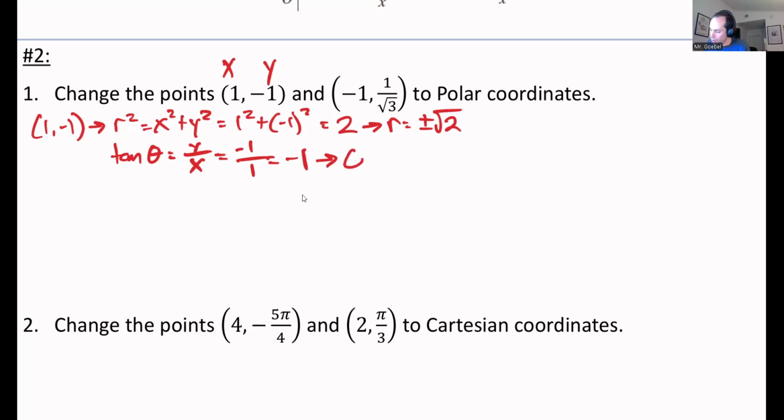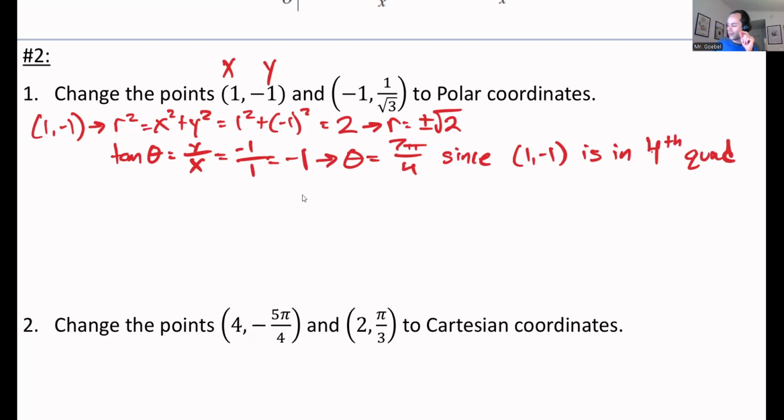However, I'm only going to go with the fourth quadrant, 7 pi over 4. Here's why. Only the fourth quadrant, since the original point 1, negative 1 is in the fourth quadrant. So even though tangent equals negative 1 in 2 quadrants, I'm picking the quadrant that the original point was in, which in this case is the fourth quadrant. So here we go. My first answer, you're going to see I actually have 2 answers to this, is if r is positive square root of 2, then theta is 7 pi over 4.